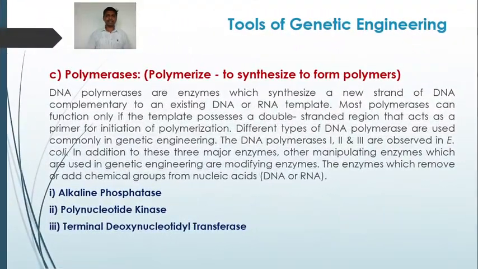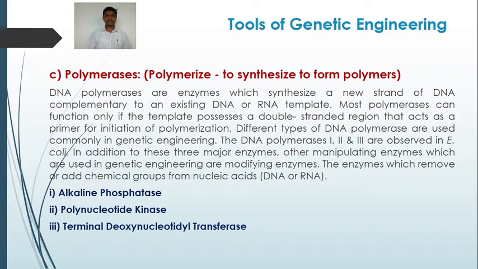Next enzyme used in genetic engineering is the polymerases. The meaning of this: polymerize, to synthesize, to form polymers. So polymers, poly means many, mers means units. So various units are joined to each other by the enzyme polymerase. Here the DNA polymerase enzyme we are going to discuss.